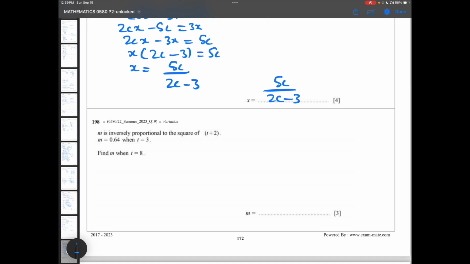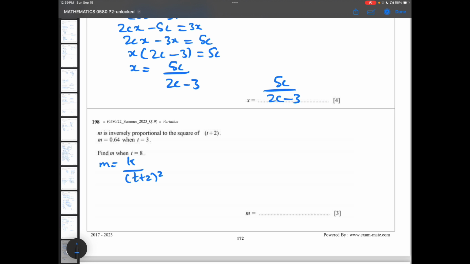Now, in question number 98 it says m is inversely proportional to the square of t plus 2. M is equal to 0.64 when t is equal to 3. Find m when t is equal to 8. So over here, if m is inversely proportional to the square of t plus 2, I will form the equation m is equal to k upon t plus 2 whole square. Because in inverse proportion, the second term gets divided with k while forming the equation.